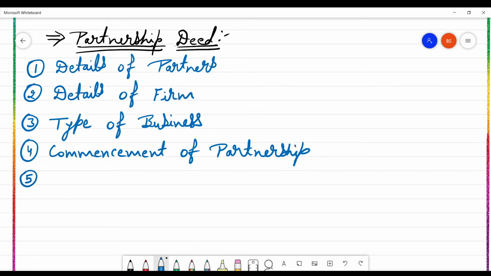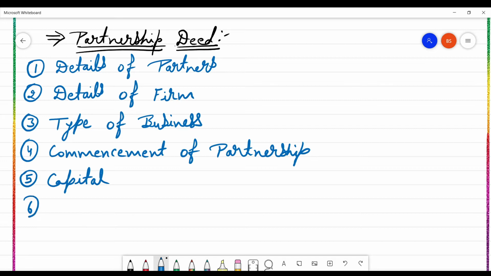Fifth one, capital. The amount of capital taken by each partner is mentioned in the deed. It is not compulsory to bring a capital by each partner.